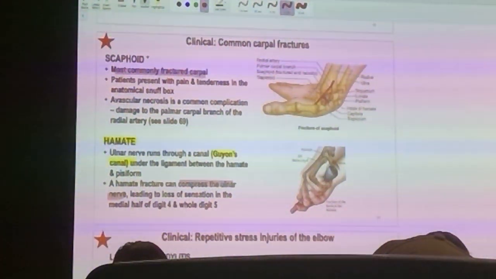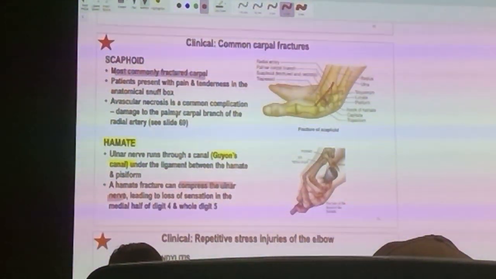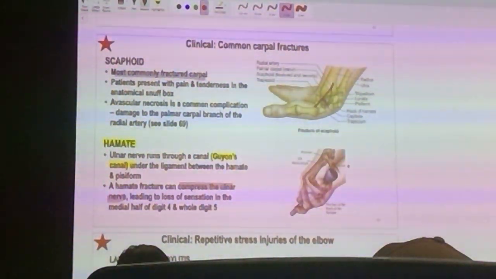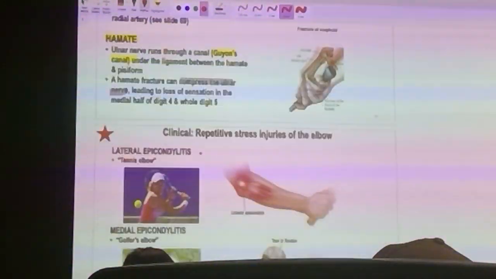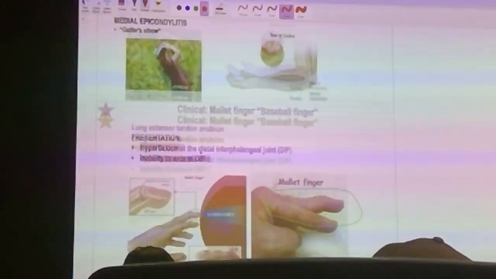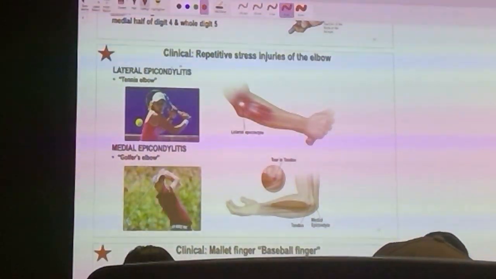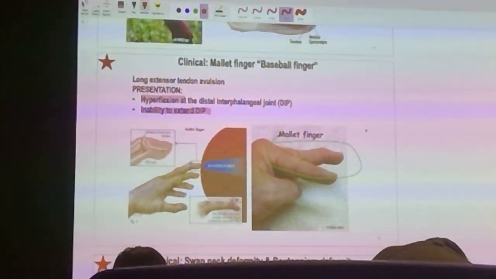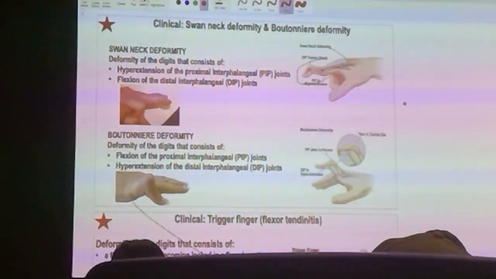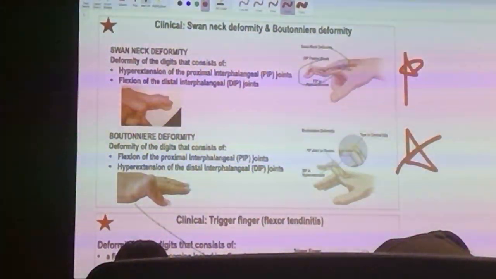Scaphoid fracture will damage your radial artery. Hamate fracture will damage your ulnar nerve. And just remember by mnemonic, you should know this. Okay. So these, you definitely need to know. There's always a question on these.